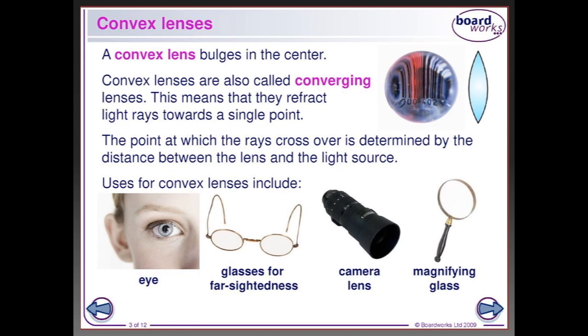Now, what are the applications of convex lenses? The convex lens bulges at the center. See the picture. The convex lenses are bulged at the center. Convex lenses are also called converging lenses. This means that they refract light rays towards a single point. The point at which the rays cross over is determined by the distance between the lens and the light source. What are the uses?